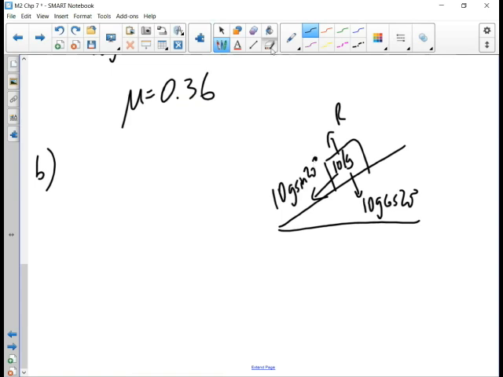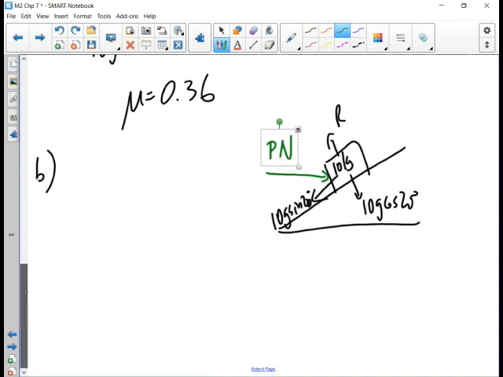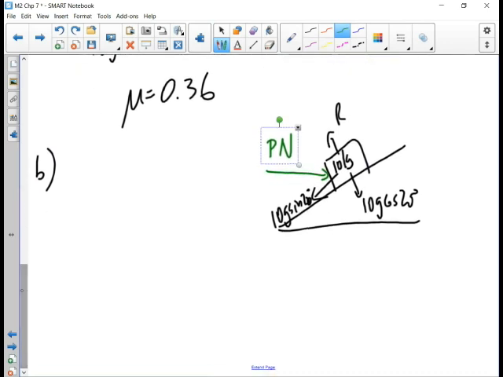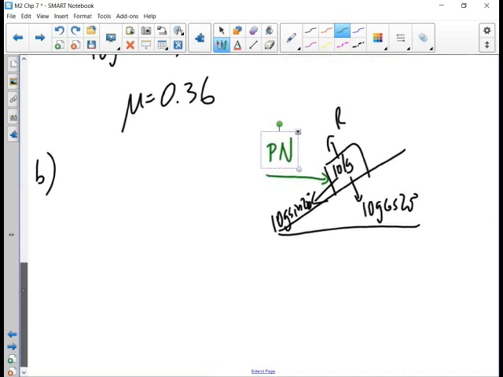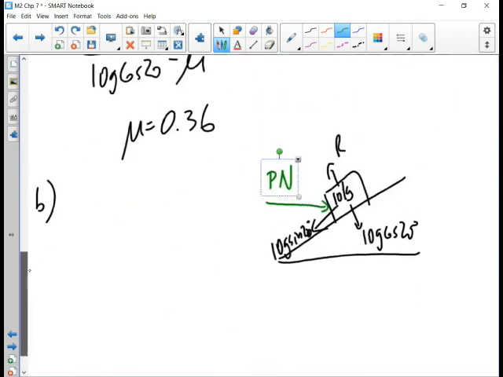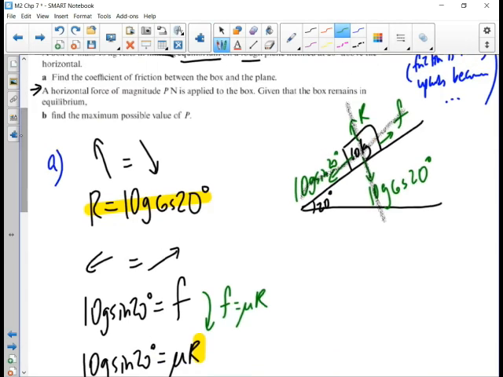Actually, let me put it a bit lower. However, this time we have a horizontal force of P pushing in. That means we've got a new force pushing like this, P Newton. Now, first question for you: I would like you to think about where the friction is. Which side is the friction on? The answer to this will be, it depends on the question. This time it's to find a maximum possible value of P.